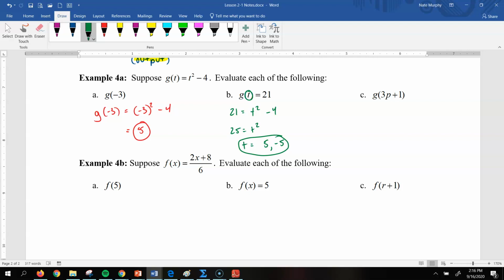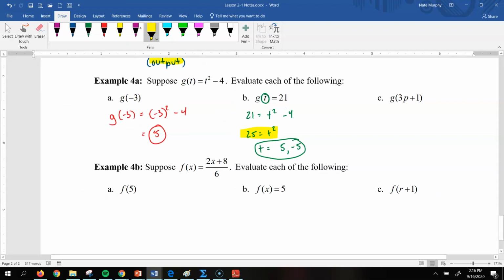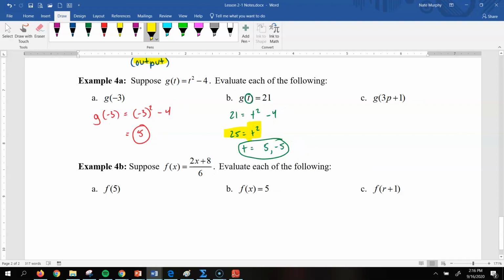And anytime we solve an equation, so let's go back to this step. Anytime we solve an equation and there's a square involved, if you were to take the square root of both sides to solve this, that always means you're going to end up with 2 solutions, a positive and a negative. Okay, so that's always the case.